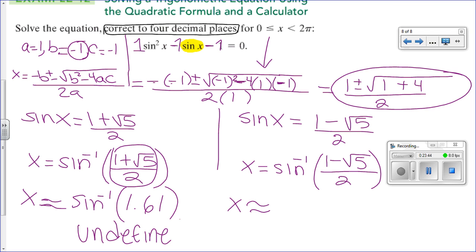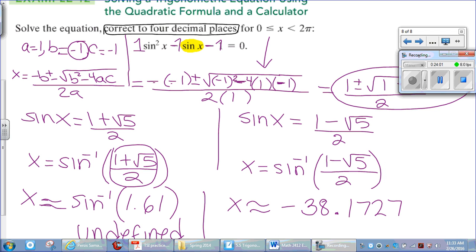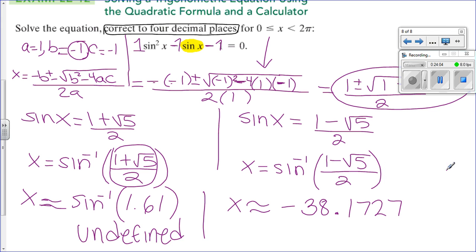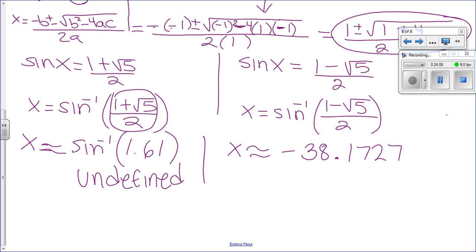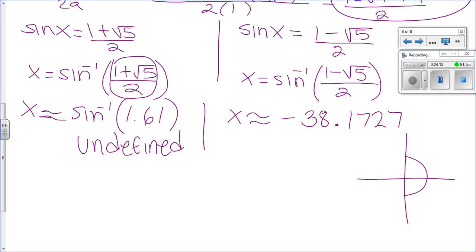All right, how about the other side? Did we get something interesting there? Negative 38.1727. Okay, now why is it negative? That's a great question. So let's think about back in the day when we went over the sine inverse function. Do you guys remember how we restricted the function and it went from negative pi over 2? That was like chapter 4.